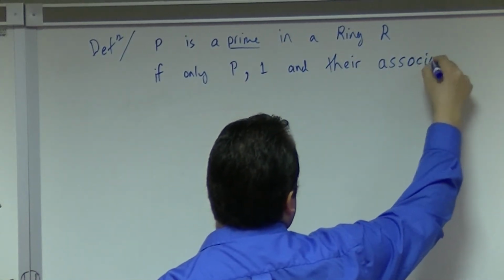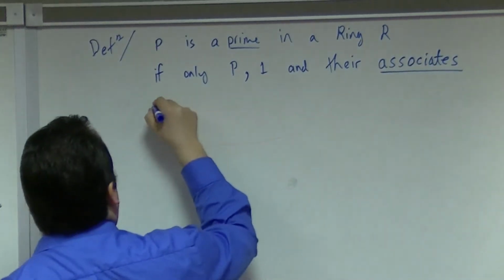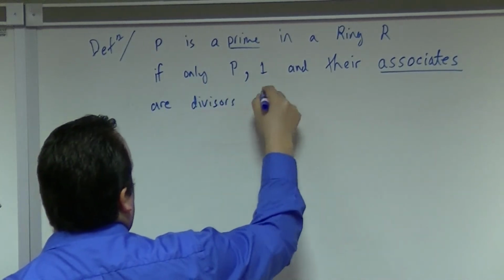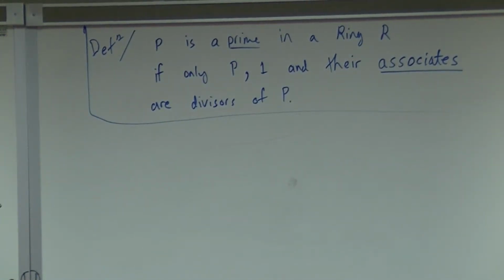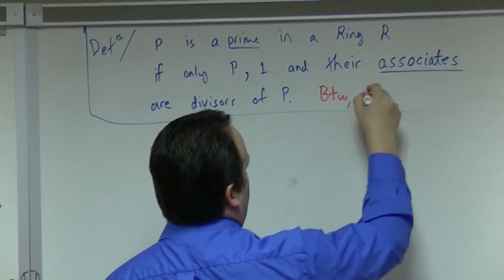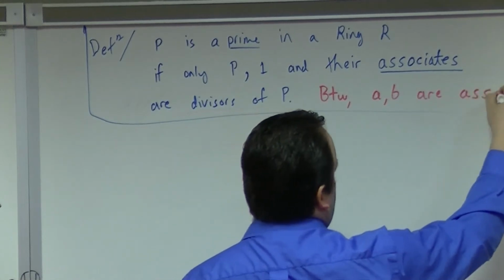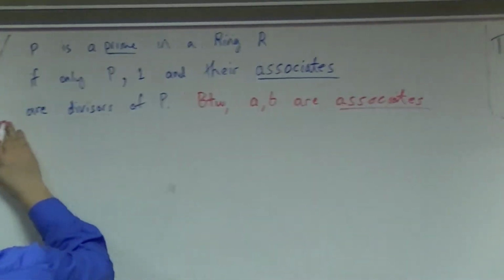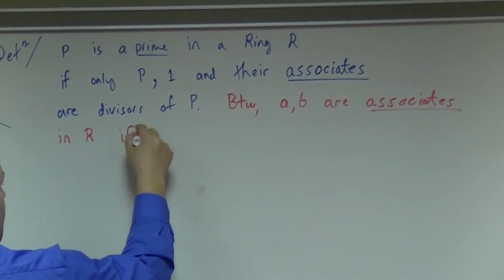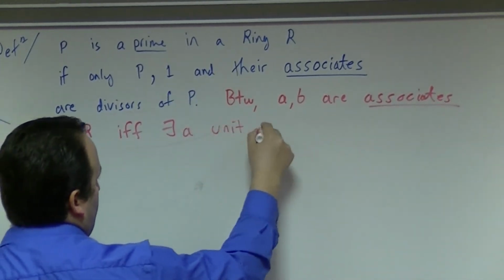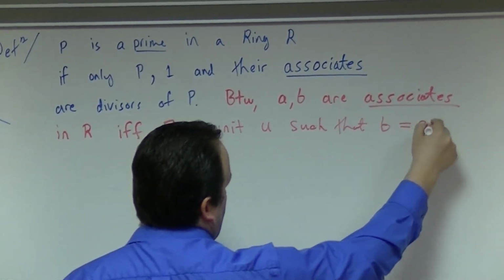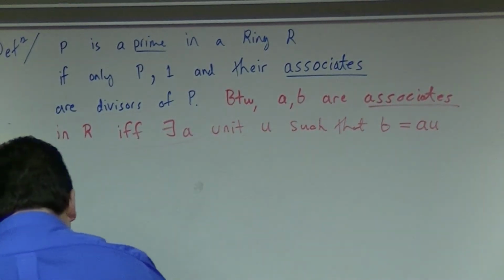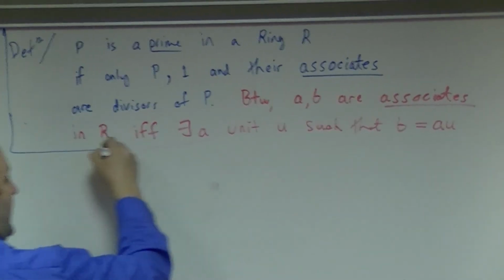Associates are divisors of P. What's an associate? Let me be more specific. A and B, by the way, are associates in R if and only if there exists a unit U such that B is equal to A times U. So associates are very closely tied to either P or 1.